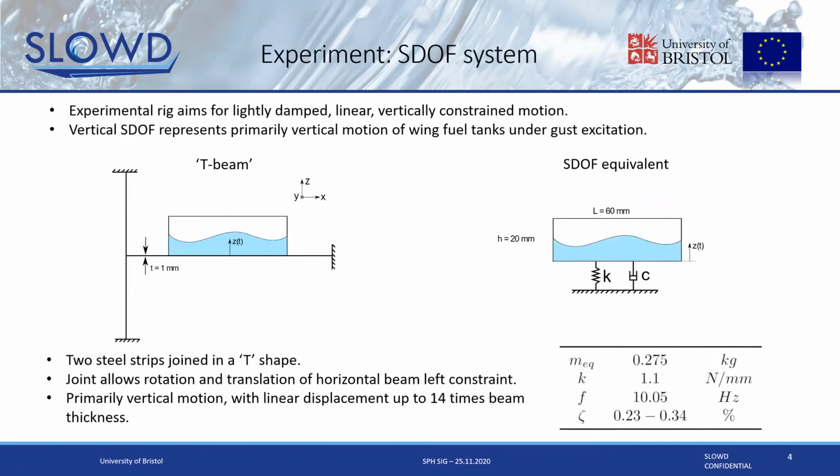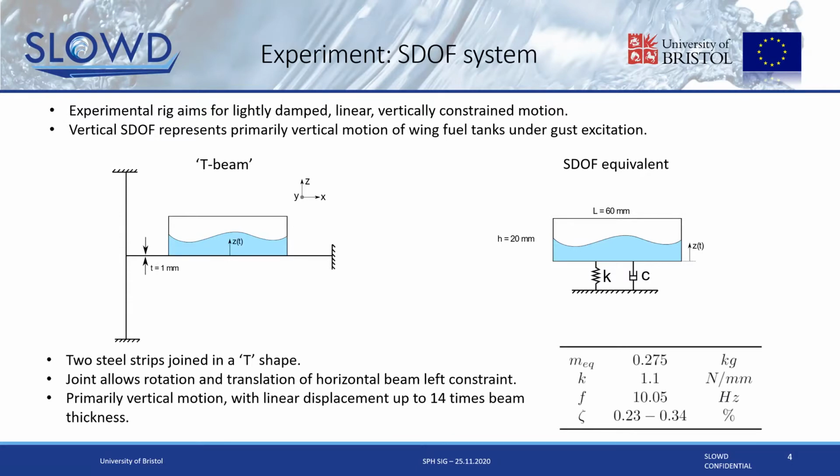And to investigate this experimentally, Lucian has designed this rig called the T-beam, and its objective is for a lightly damped linear motion of our tank. So that means we can extract our fluid-induced damping easier than if it was a non-linear system. And to do this, he's had these two steel strips that are joined together in a T shape. And this connection on the left between these two steel strips, which you can see around here, allows the beam at this connection to move in plane, both in rotation and translation.